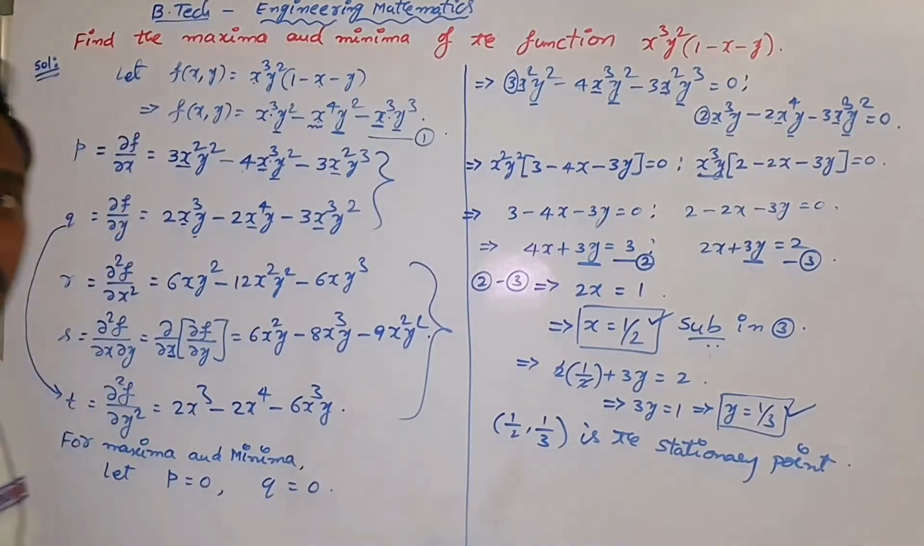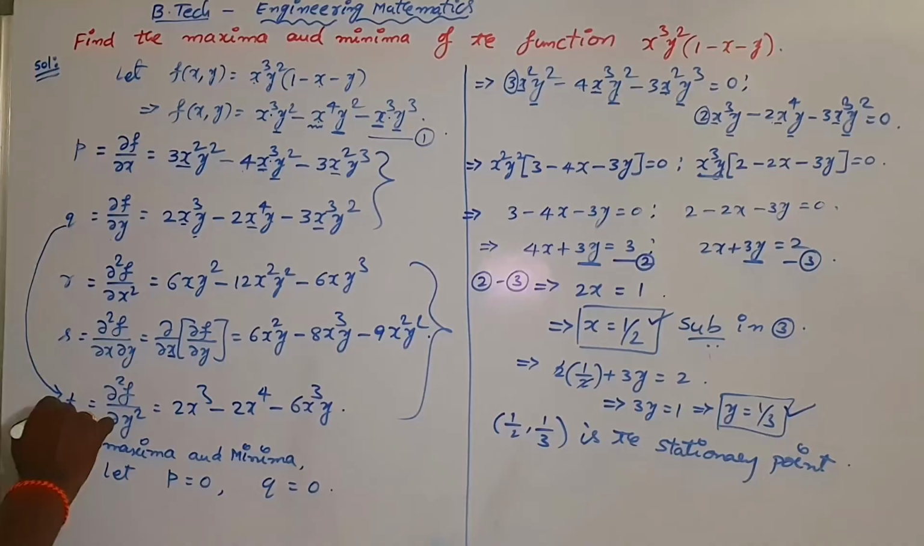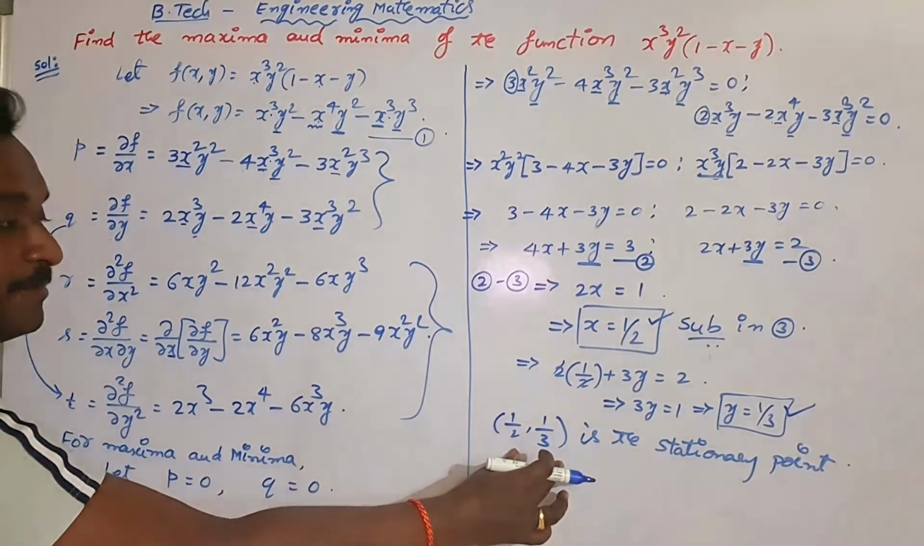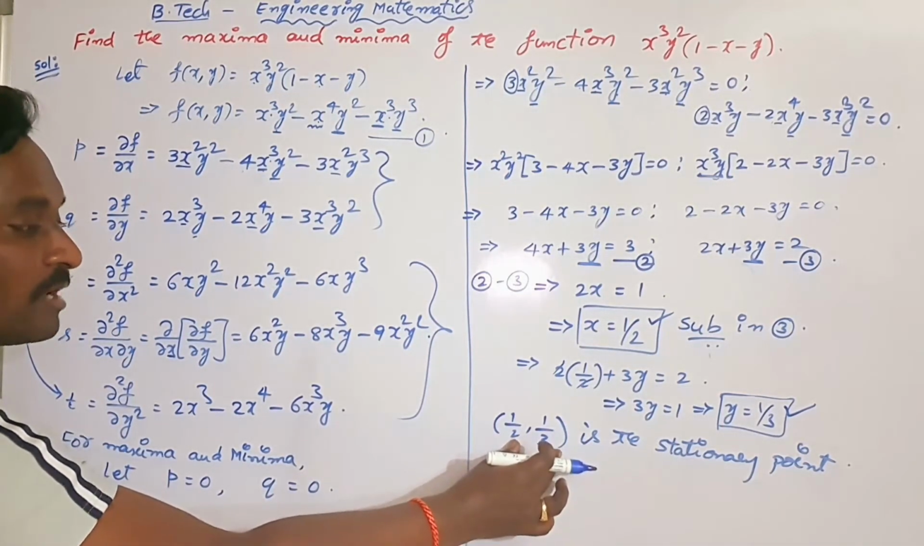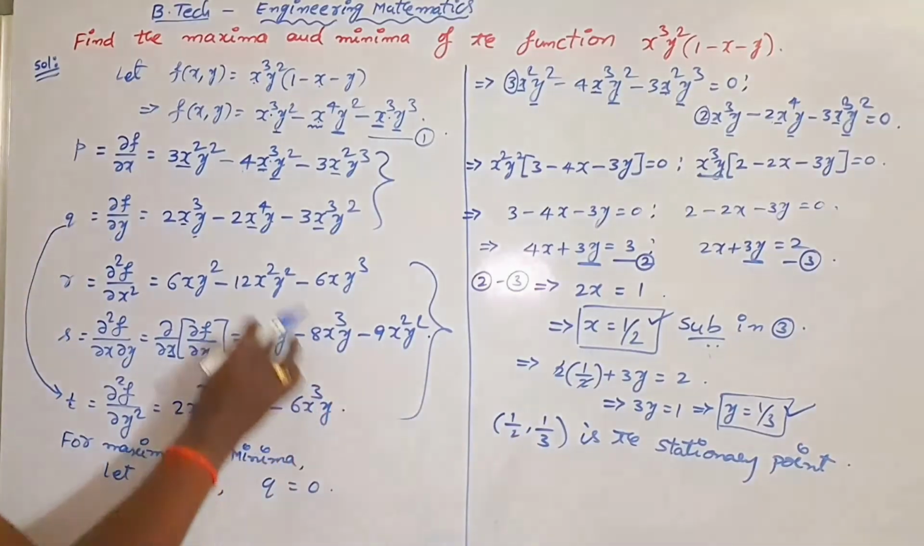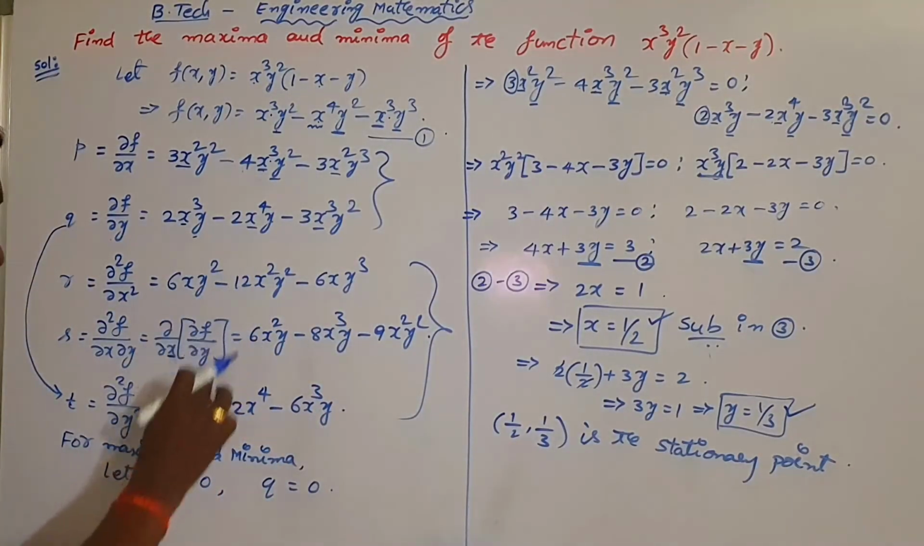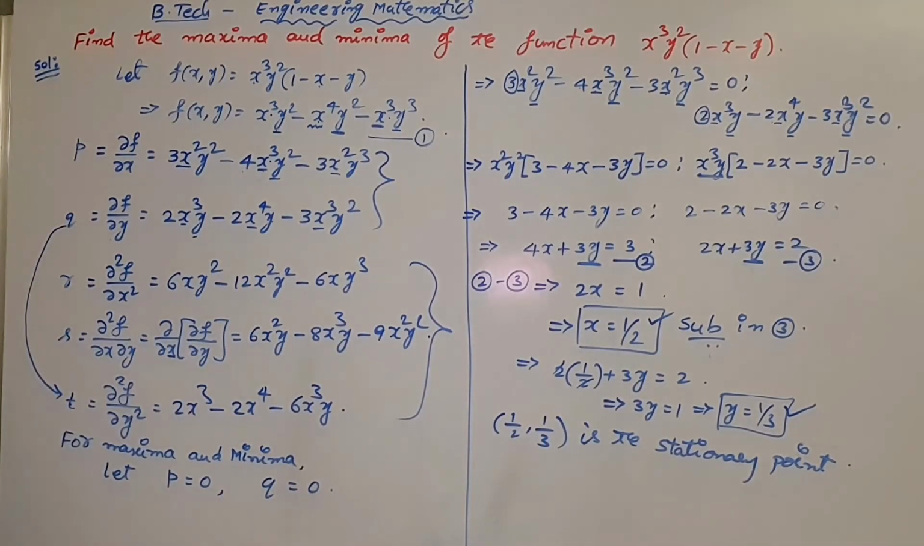Now we have to find out R, S, T values at the stationary point. It means that you have to substitute 1 by 2 comma 1 by 3 in all of R, S, T. Okay, please see.